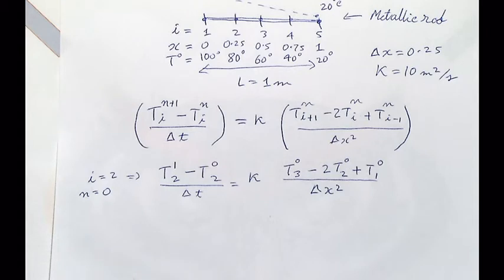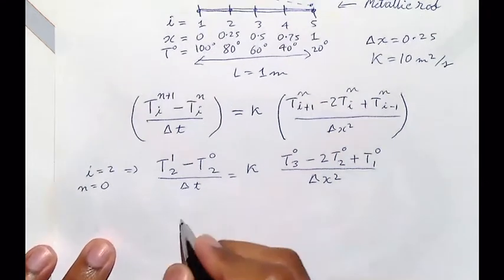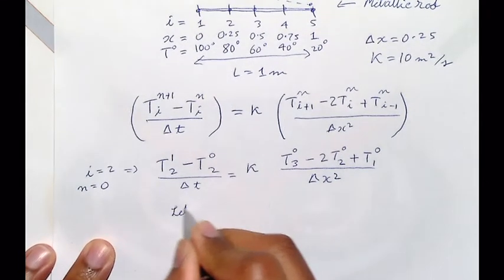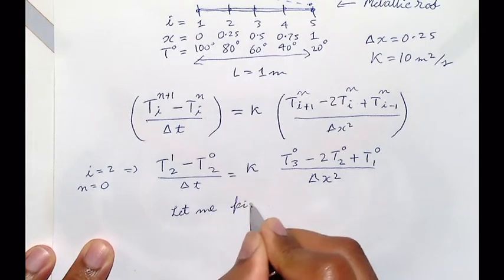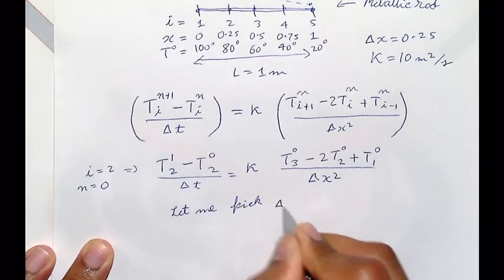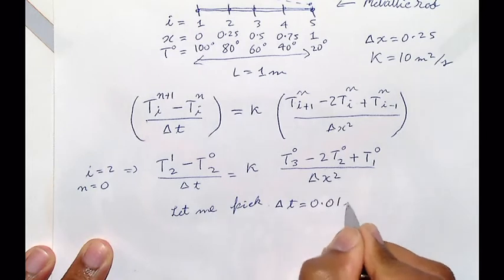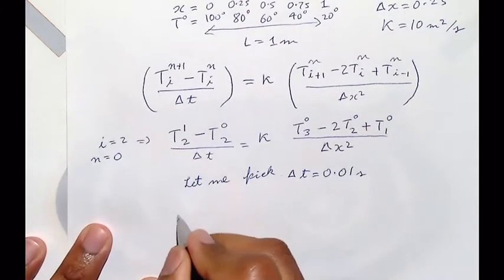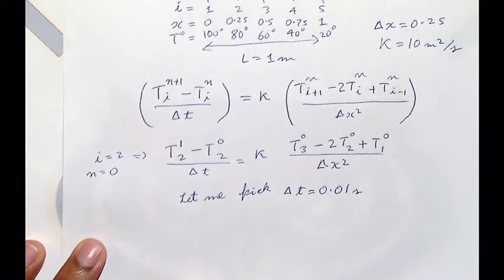I just want to get the steady state answer. Then you can take a larger delta t. But there's a limit to how large you can take delta t, and that we will see when we talk about stability at a later point. So let me pick delta t equals 0.01 seconds. Okay? So now I have everything to fill out this.